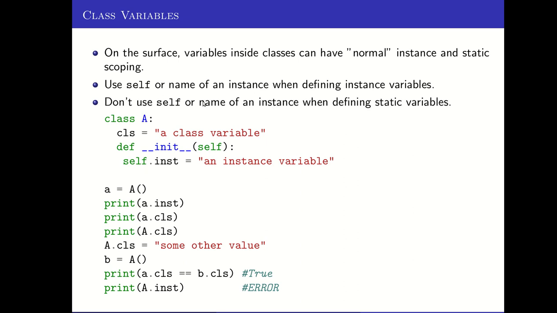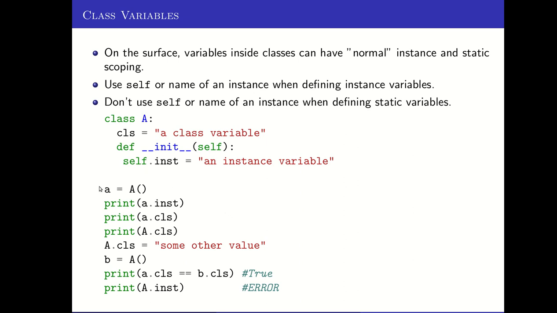And if we don't use self or the name of an instance, if we use the name of the class instead, then that refers to static variables. So here inside of my class A, I say CLS equals a class variable. Inside of the constructor, the init function, I say self.inst equals an instance variable. So I've created an instance variable, and I've created a class variable. I state class variable because the class variables are not quite static the way that you would expect them to be in many other languages. And we'll see some examples of that here in a little bit.